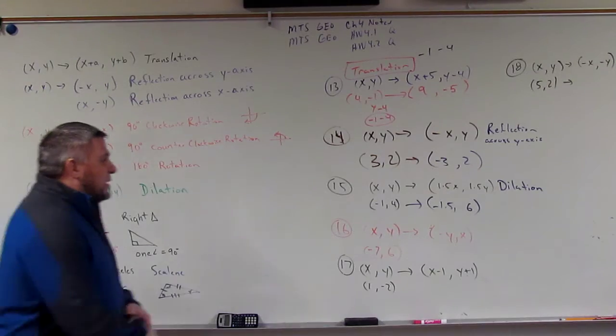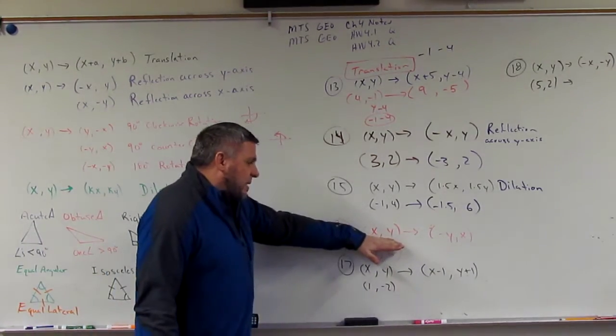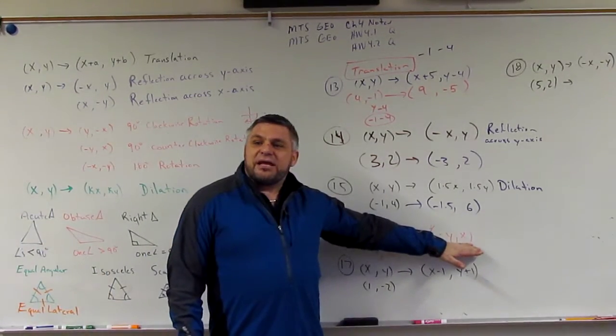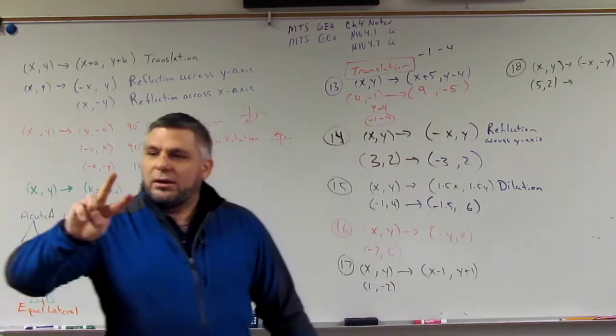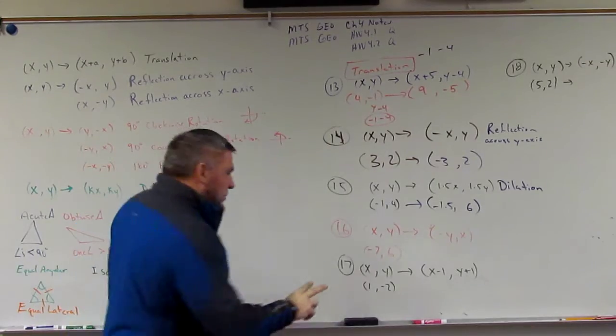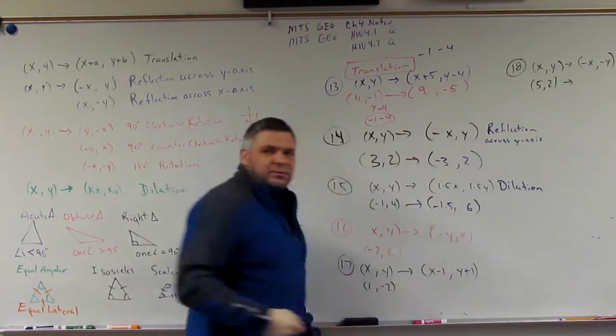Alright, the next one. What's this called when we go from x, y and make it a negative y, x? What's it called when they rotate like that? When I take my x and I rotate it, what's that called?